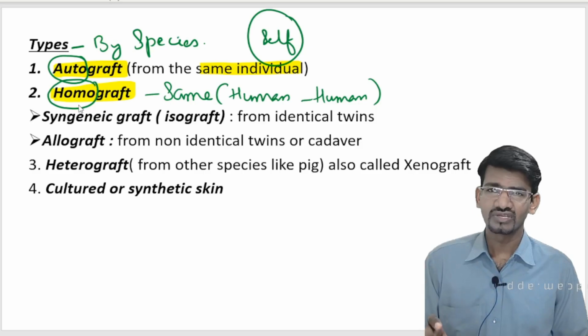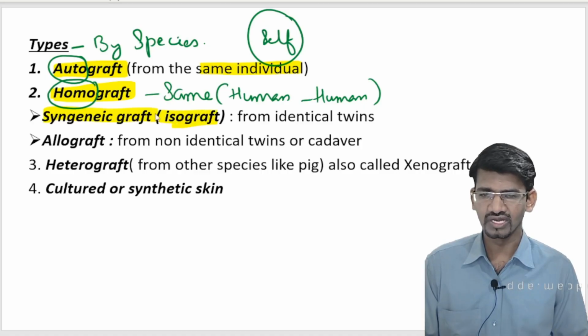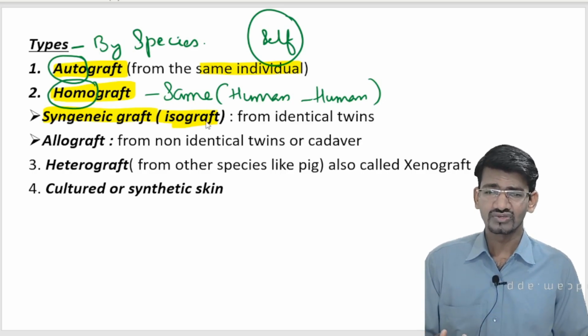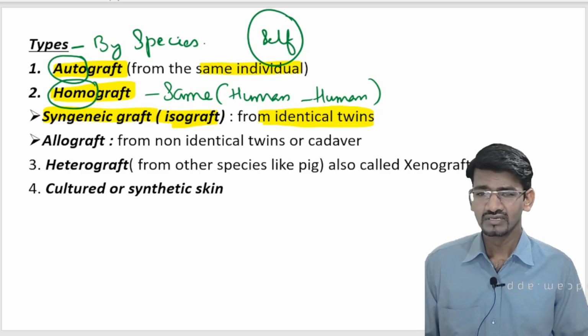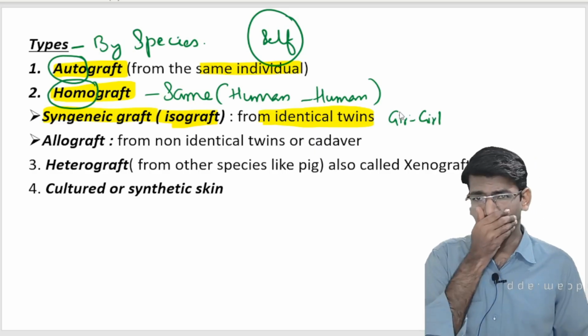In this we actually have two types. One is syngenic, also called an isograft. Iso means the same. Isograft means here we will take the skin from identical twins. Identical twins means if they are twins, like sisters, girl and girl.